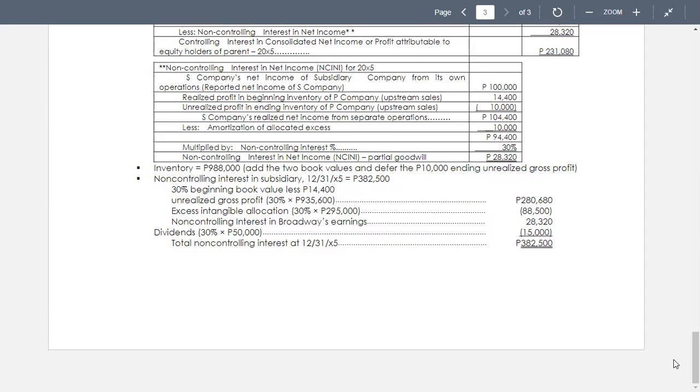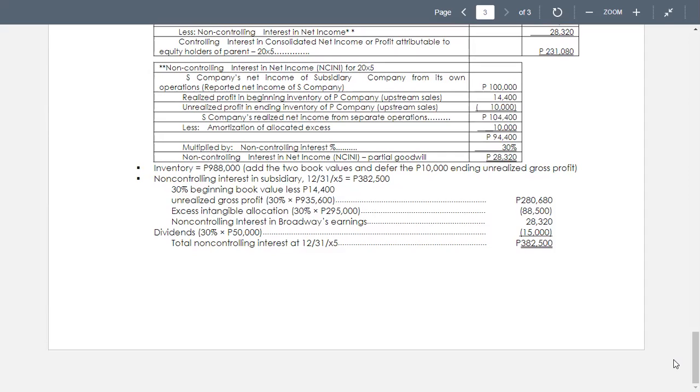Okay, so how do we answer now our numbers 9 and 10? Number 9, the question is the amount of non-controlling interest to be deducted from consolidated income in the consolidated income statement. So the total amount of the non-controlling interest for both salad and tuna is 541,200.